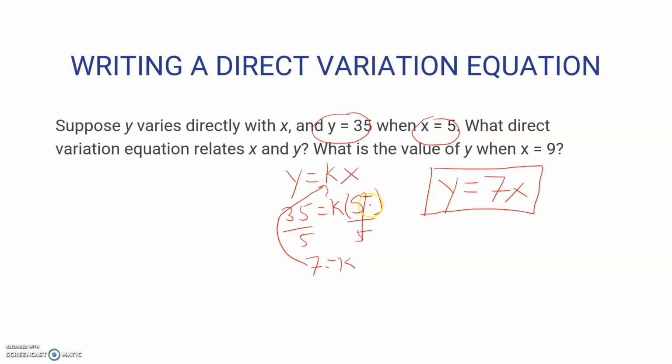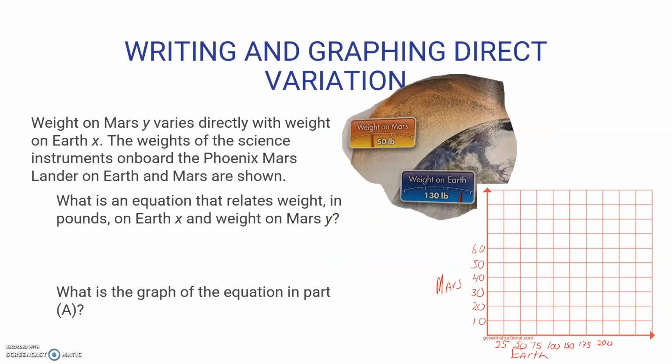Now, the second part of the problem says, what would the value of y be if x was 9? So now we can solve for y by substituting in 9 for x. And we find out that if x is 9, then y is equal to 63. So there's my direct variation equation. Found k, replace it in my original problem to get my direct variation equation. Now from here I can solve for any x values that it's asking about.